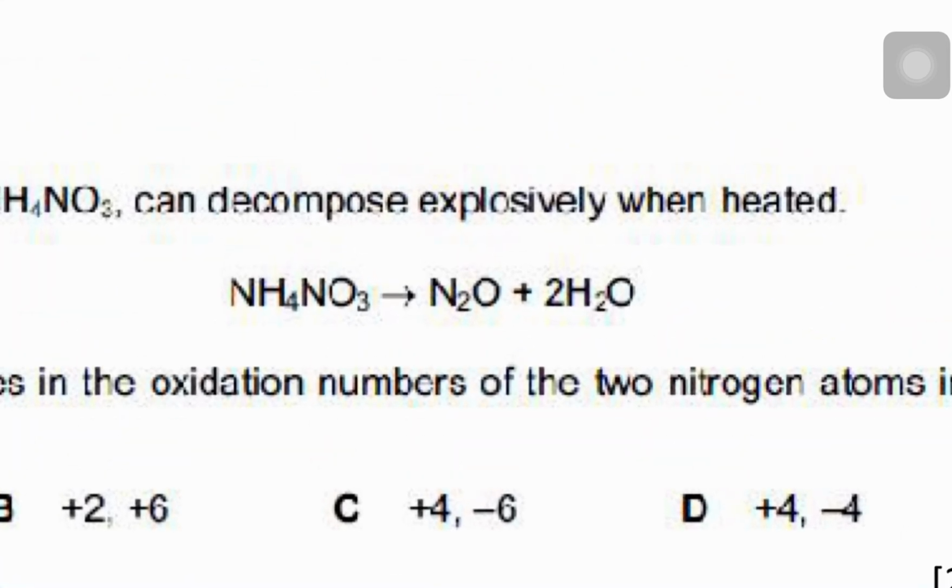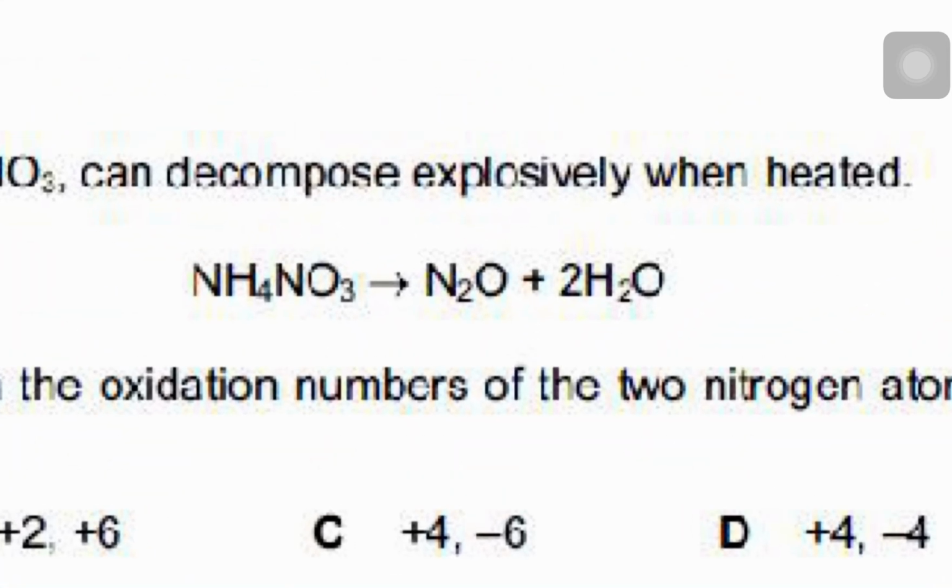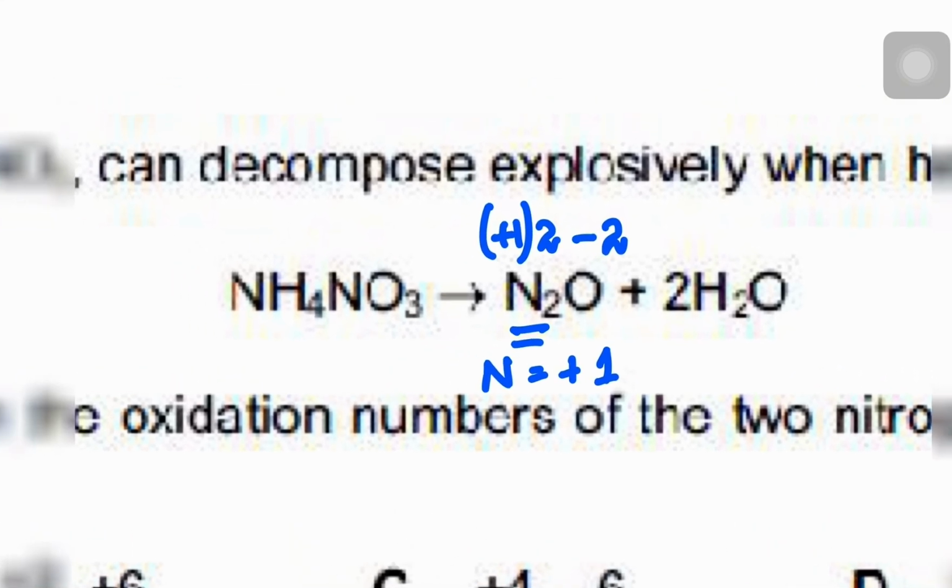So I'm going to zoom in a little extra bit. You can see that in N2O, the oxygen atom is always -2. So nitrogen atoms, which are 2 in number, should be +1 each. So here nitrogen is equal to +1. Now we have to figure out ammonium and nitrate individually.